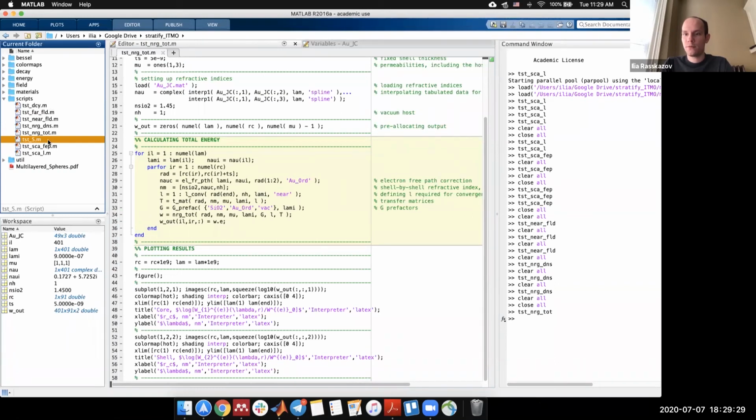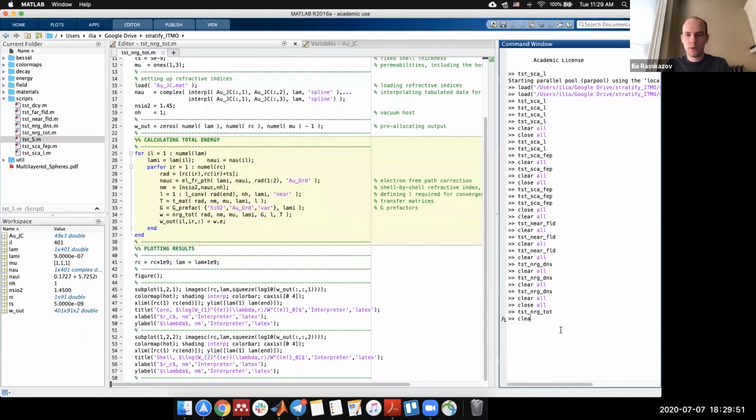Yes, the field is mostly localized in the small layer of the shell. Well, essentially, this is the purpose of plasmonics: to localize the energy near or within the metallic shell, sphere, or metallic medium, small metallic nanoparticles.